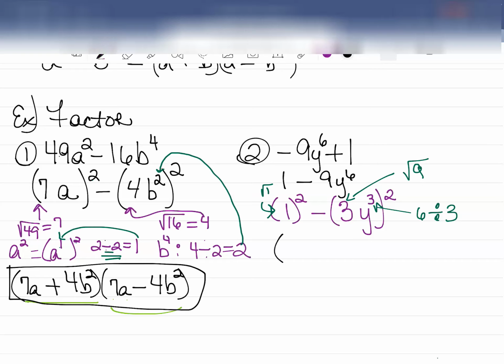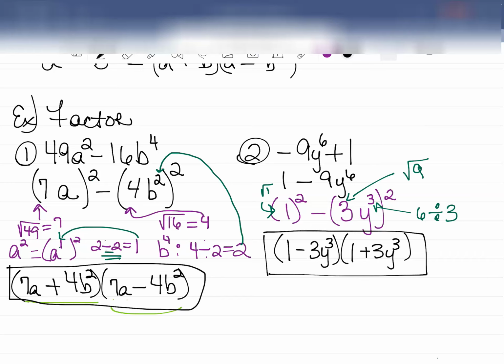So 1 is being squared up front, so I write a 1 up front in both parentheses. 3y cubed is the back, so I write a 3y cubed in the back. Alternate the signs. This is an acceptable answer.